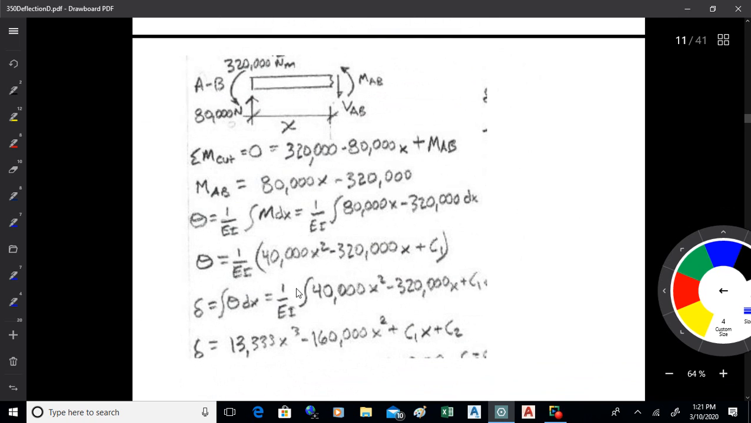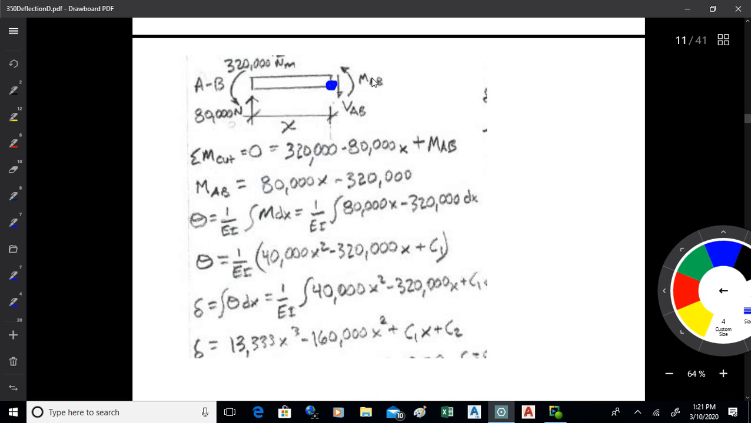So what I'm going to do is write up a moment equation that goes from A to B. So I'll start with that. Now that's going to be pretty straightforward because I have no loading from A to B. So all I really have are the reactions and the internal shear and moment. So I'll, just as I do when I'm doing moment equations, take a moment about where I cut, which would be right down there.